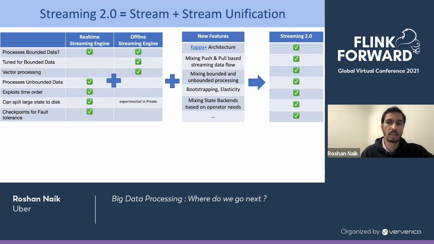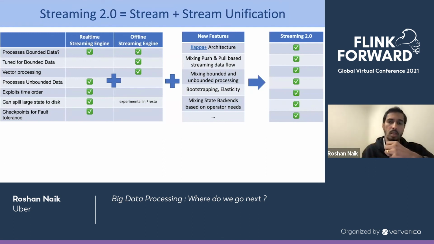The second point there is mixing push and pull based streaming data flow. What that means is maybe some operators in the data flow need to be able to use a pull model instead of push to accept data from upstream sources. So things like a hash join operator may decide to first accept all the input from the hash side. And once that's done, then it can switch over. It can basically pull from the other side.